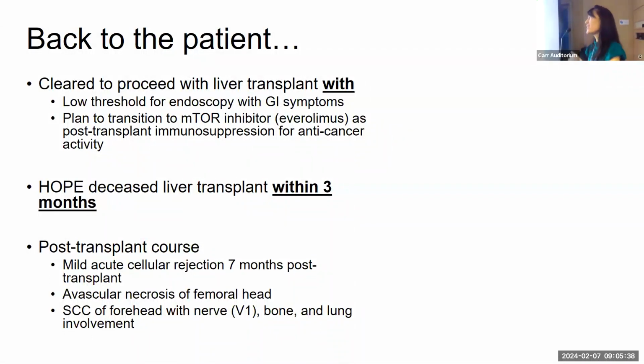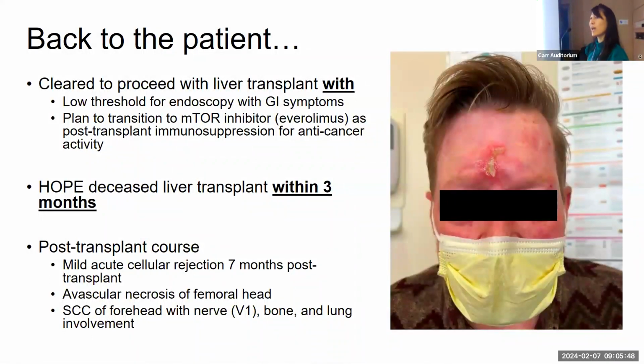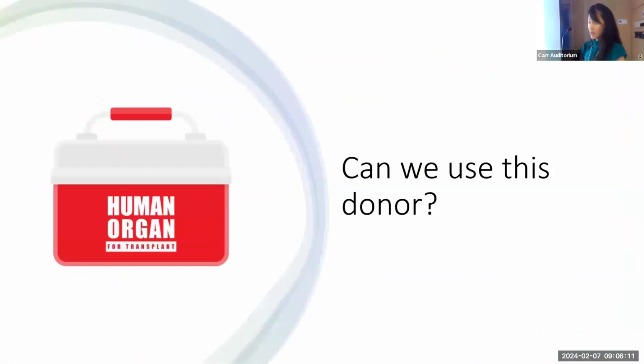Unfortunately, in the setting of all the steroids, he had avascular necrosis of the femoral head bilaterally. And then right now, what he's dealing with, which is the main issue, is really bad SCC of the forehead that is invading into the nerve and bone, and he recently got diagnosed with lung involvement. So we're now doing this balancing act of, do we give him PD-1 inhibitors, right? Because there's good data for his SCC, but that will really rev up his immune system and put him at increased risk of rejection. All right. I will just try to be cognizant of time.